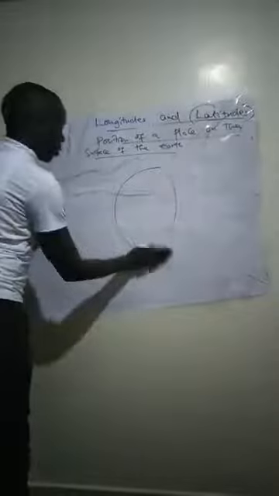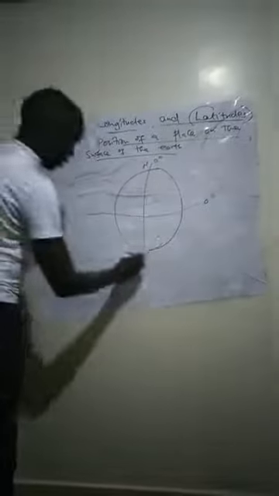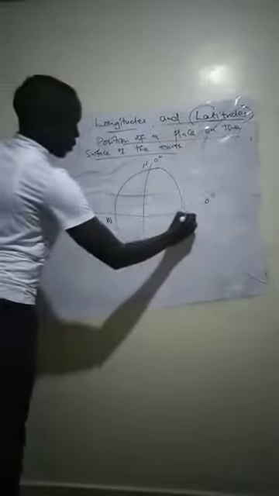So the position of a place on the surface of the Earth, or rather on the Earth's surface. So if you have this as your globe, and this is the prime meridian, and that is the equator. The prime meridian and the equator are both 0 degrees. Remember, this is the North Pole, and this is the South Pole, this is West, this is East.